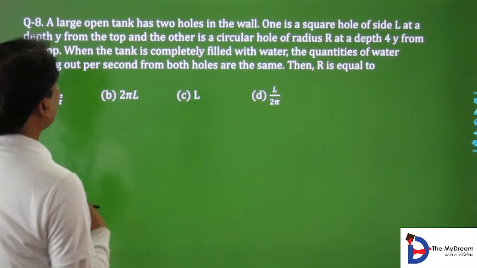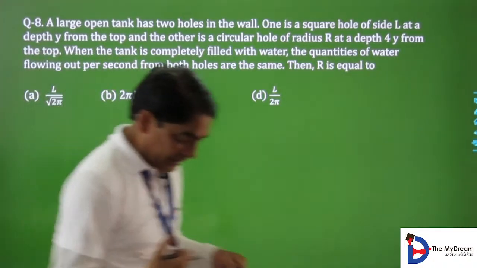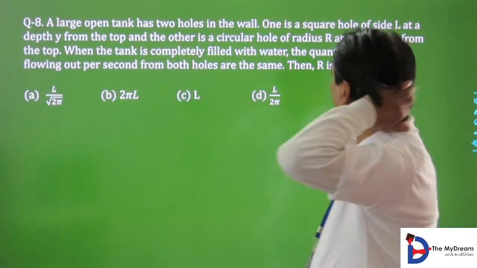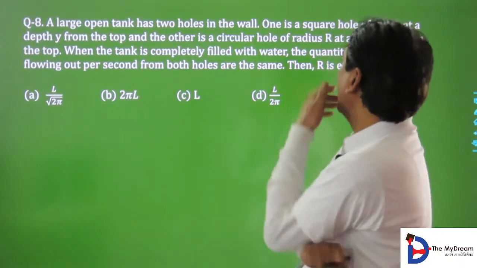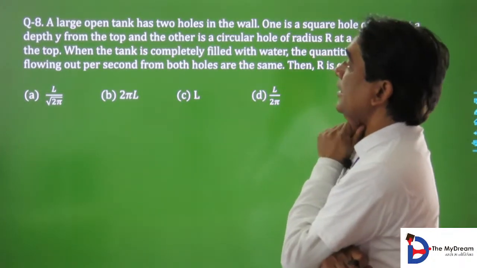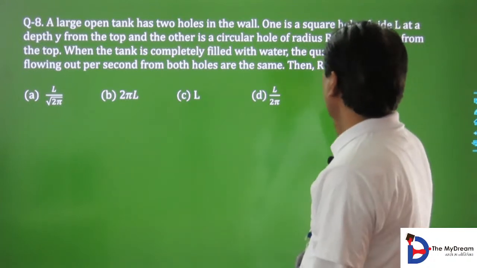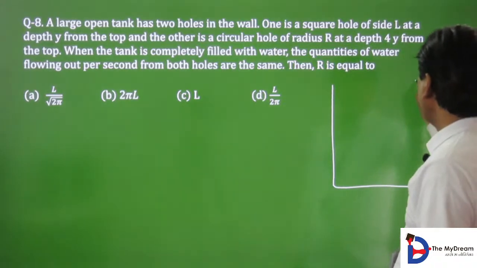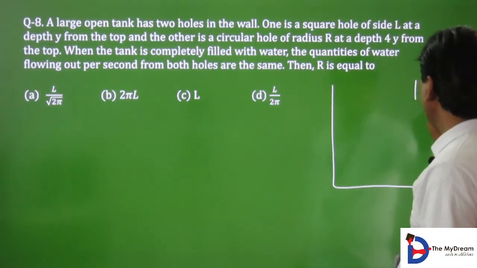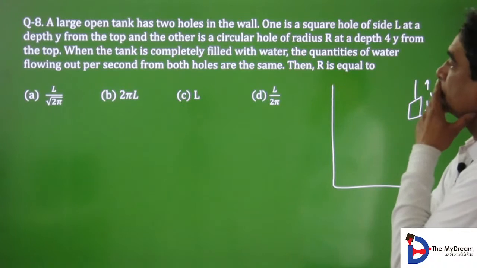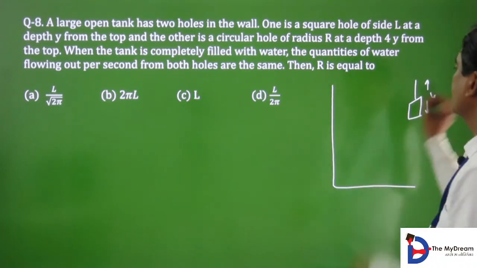A large open tank has two holes in the wall. One is a square hole of side L at a depth y from the top.